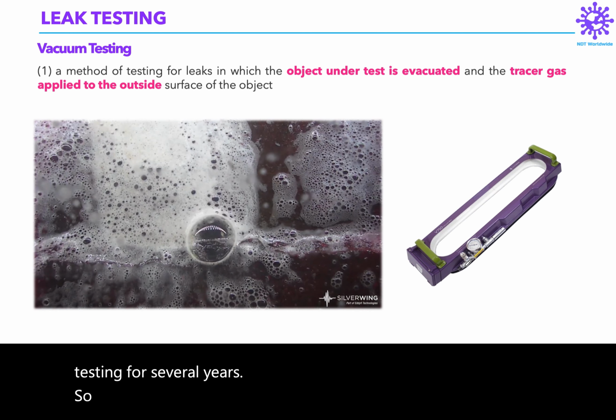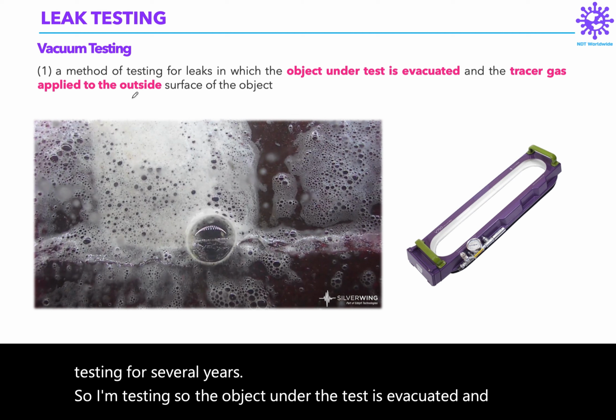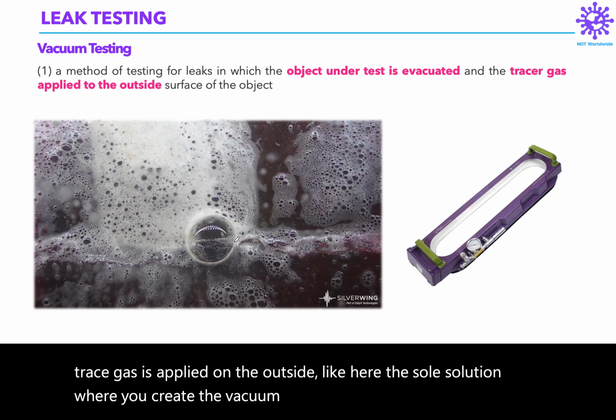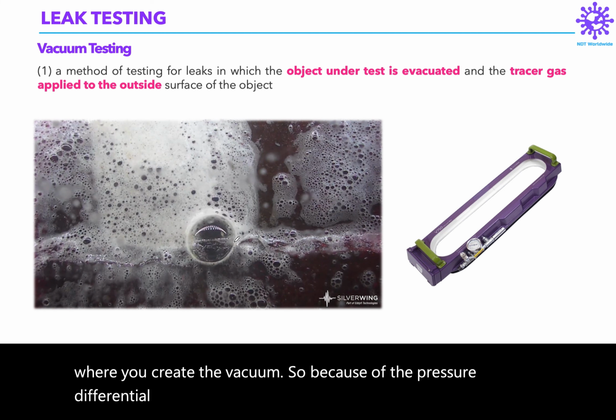In vacuum testing, the object under test is evacuated, and the tracer gas is applied on the outside, like here the soap solution. When you create the vacuum, because of the pressure differential, if there is any leakage you can see the bubble formation.